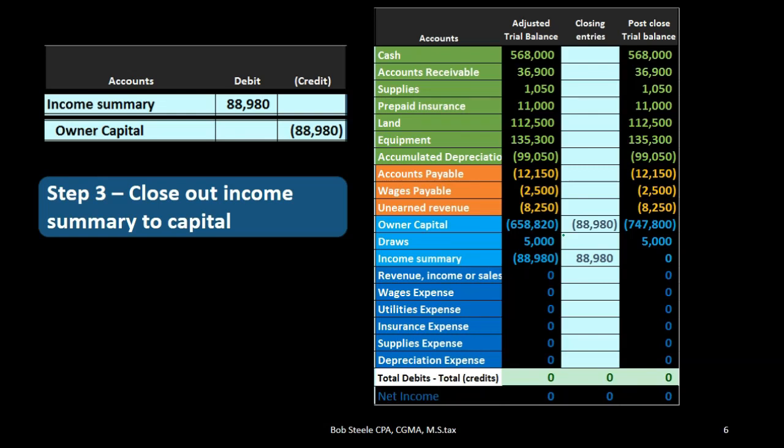This is the owner of the business represented by the equity section, and therefore the equity section needs to go up by the amount that was generated, revenue minus the expenses in order to help generate that. That's the allocation of the net income to the owner's capital account. That is step 3, and you can see that we have a lot of zeros down here.